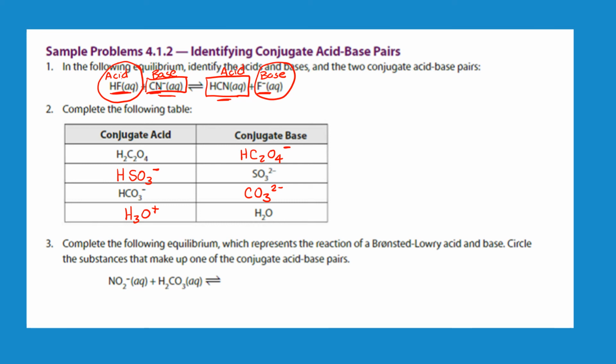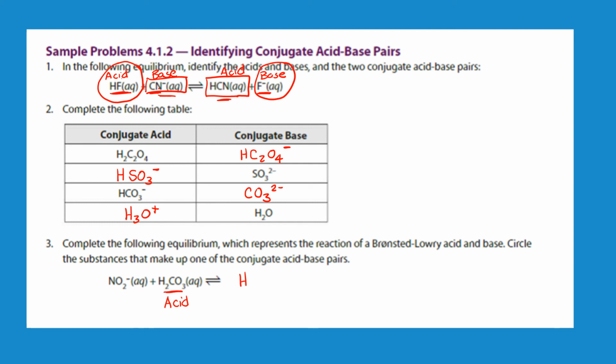Now, question 3 says, complete the following equilibrium, which represents the reaction of a Bronsted-Lowry acid-base pair. Circle the substances that make up one of the conjugate acid-base pairs. You can see that the NO2 has no hydrogen ions to donate, so that means that the H2CO3, carbonic acid, must act as the acid. It must be the donor.